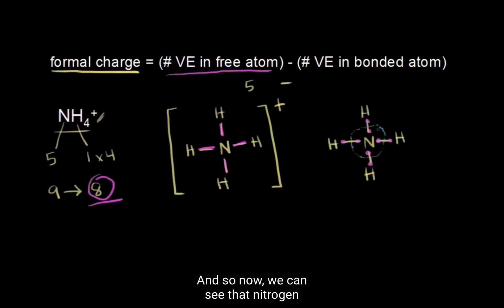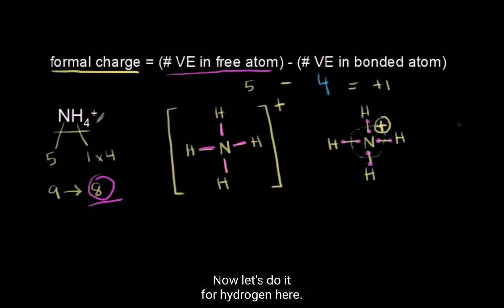And so now we can see that nitrogen is surrounded by 4 valence electrons in the bonded atom. So let me go ahead and write that. So it's 5 minus 4. And so 5 minus 4 is, of course, plus 1. So we have a plus 1 formal charge on the nitrogen. So this nitrogen has a plus 1 formal charge.